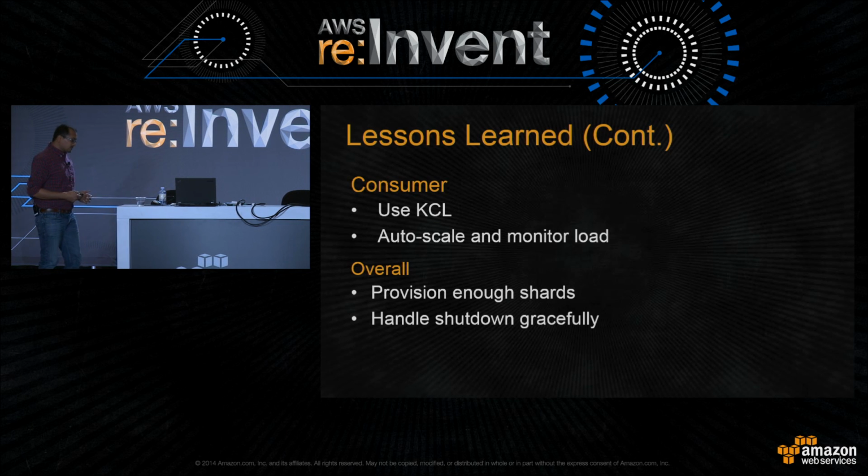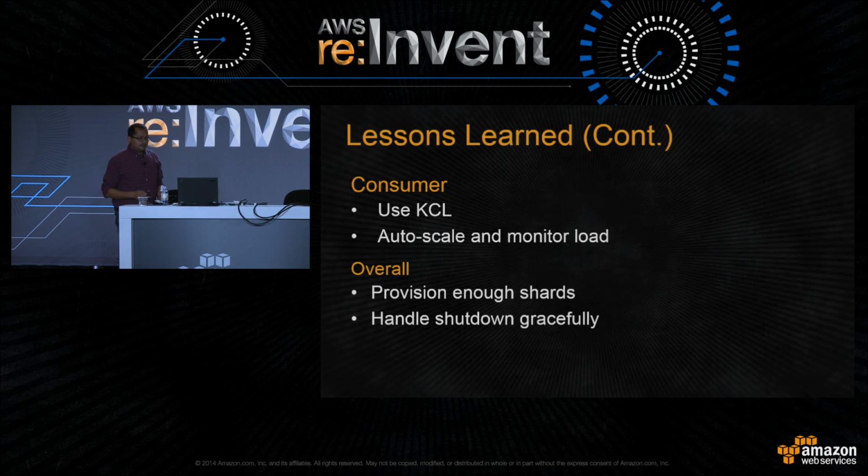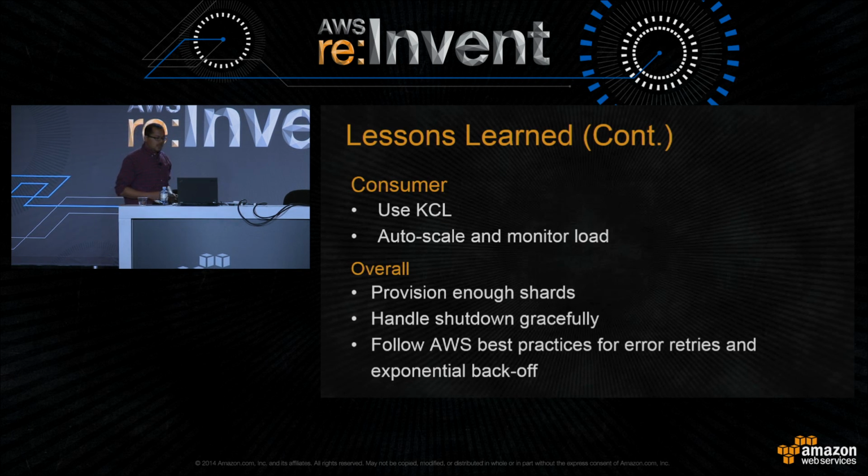Handle shutdown gracefully. Any producer, sender, or consumer application should handle shutdown gracefully by committing any checkpoint that it needs to, so that you are not duplicating data. And follow AWS best practices for any error retries and exponential backoff.